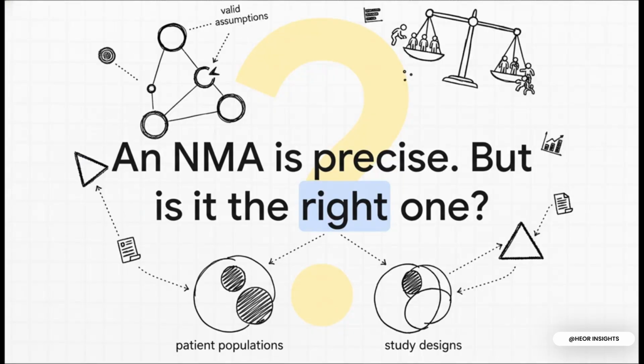This leads to a crucial final point. An NMA will always give you a precise answer, but you have to ask, is it the right one? The key takeaway is that the conclusions from an NMA are only as valid as its underlying assumptions. You must always critically evaluate whether the trials in the network were truly similar enough to be combined before you can trust the results.